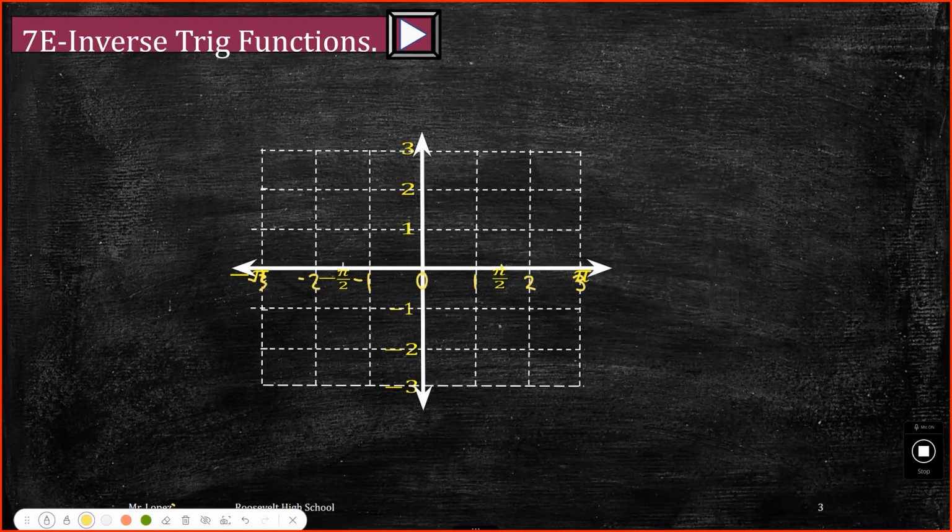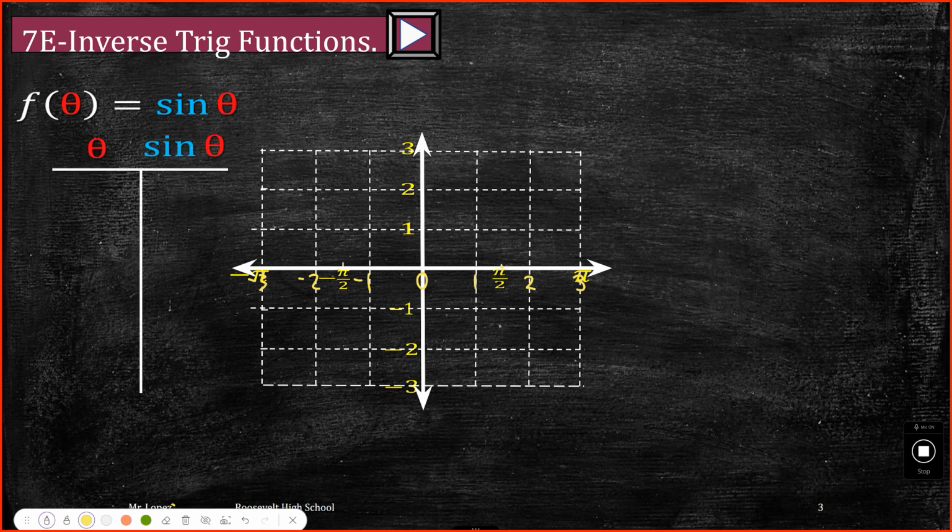So, you got this graph ready to go. Let's graph again sine theta. Okay. So theta, sine theta. The inputs I'm going to use are going to go from negative pi, then negative pi by 2, 0, pi by 2, and pi. Okay.